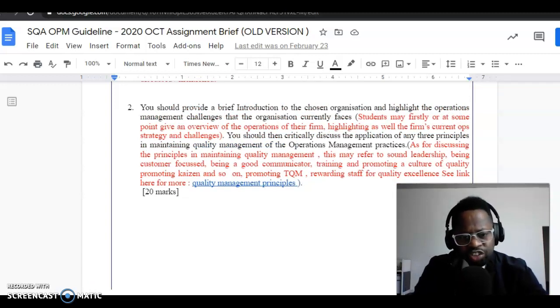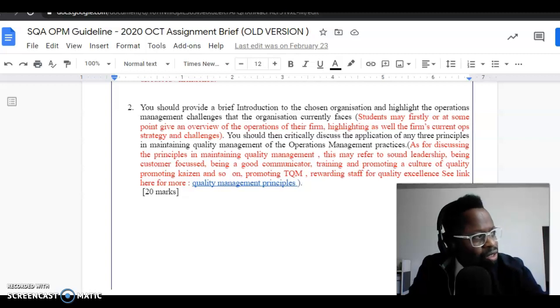As for discussing the principles in maintaining quality management, this may refer to sound leadership. All right. Yes, sound leadership might be one. Being customer focused. Yes, that can be an operations principle. Also being a good communicator. So remember, you should then critically discuss the application of 3 principles in maintaining quality management.